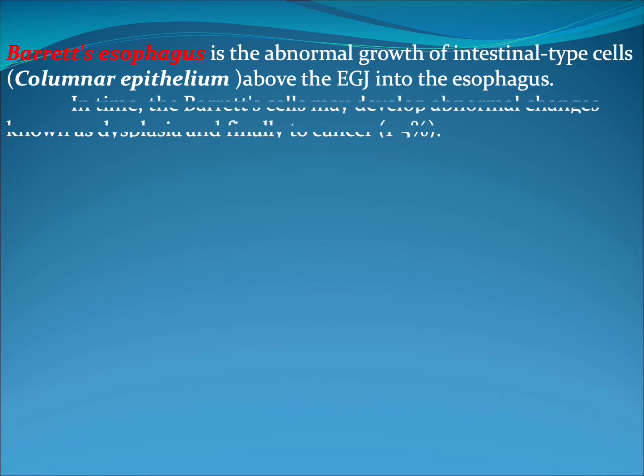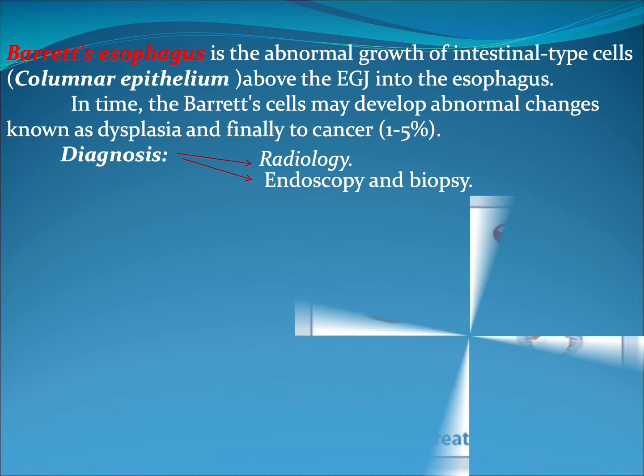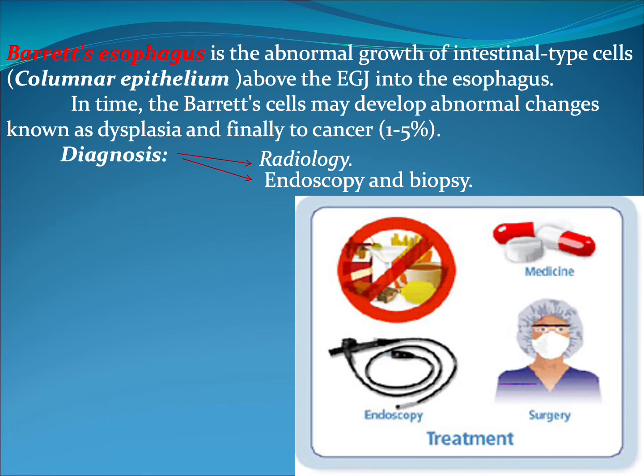This could stop at this stage. However, because the metaplasia started and the abnormal cells start to grow, it might develop abnormal staging, with the stage known as dysplasia, and finally carcinoma in situ, and then cancer. So how to diagnose? With radiology and then endoscopy and biopsy, which is the gold standard for diagnosis.